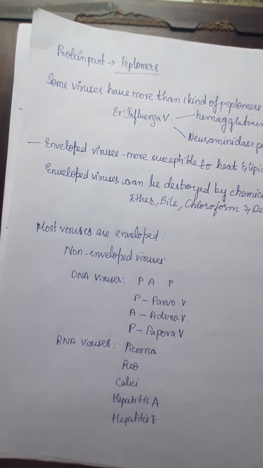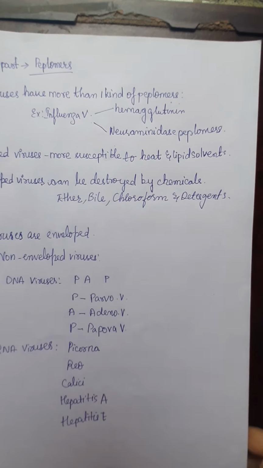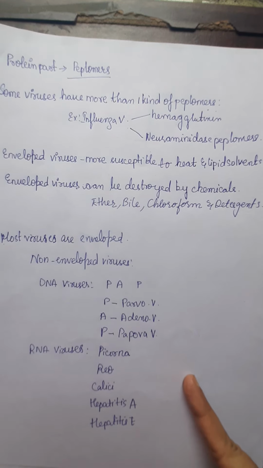This is the part 1 video. In the next video, I am going to discuss the shape, symmetry and size of viruses. Remember, the capsid is the one responsible for the shape and symmetry. In this video, I discussed the nucleic acid, the protein coat that is the capsid, the envelope, and examples of non-enveloped viruses.